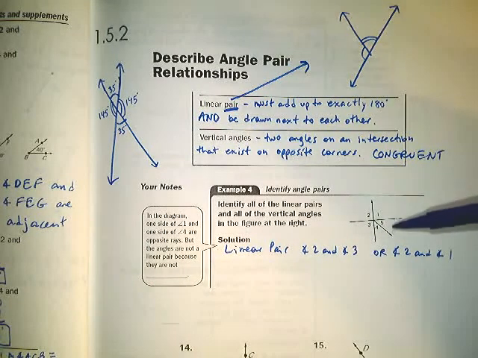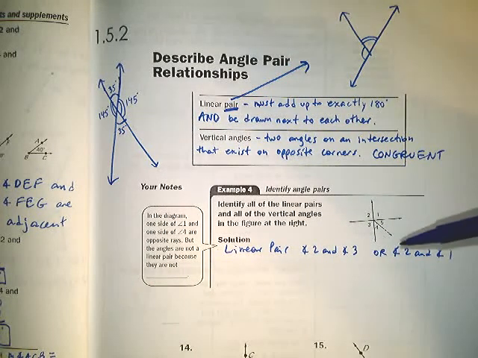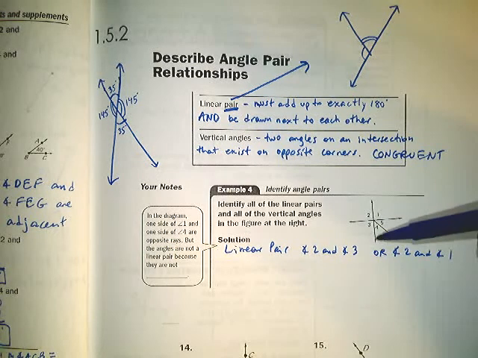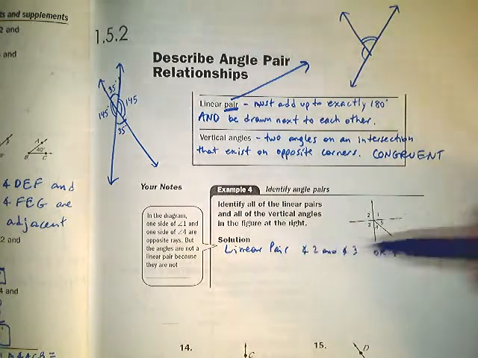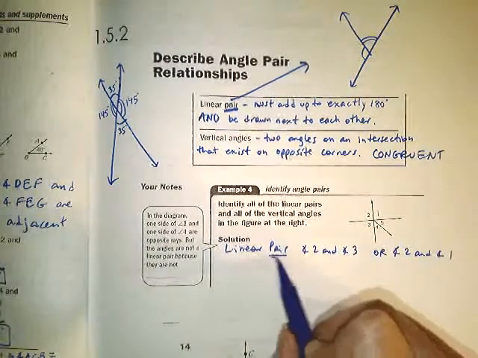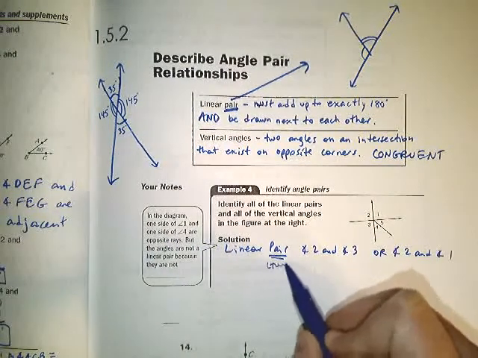Now, we could not say angles 1, 5, and 4 are a linear pair, even though they add up to 180, because there's 3 of them. They don't form a pair because for a pair to exist, there has to be 2. That's what pair means. 2 angles.